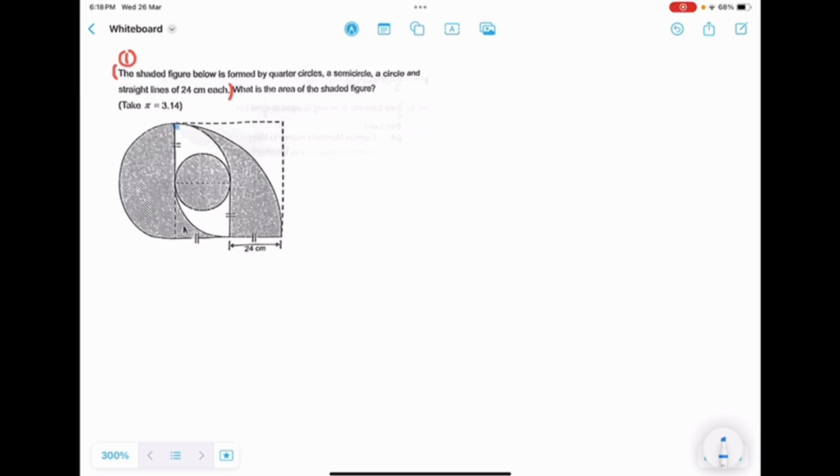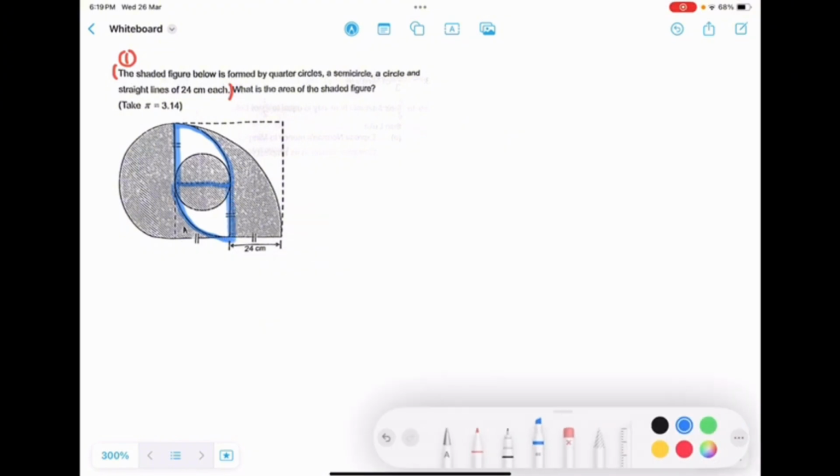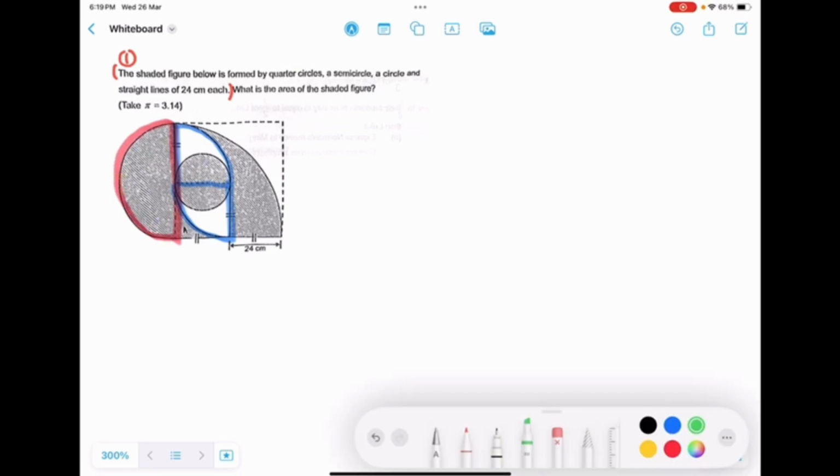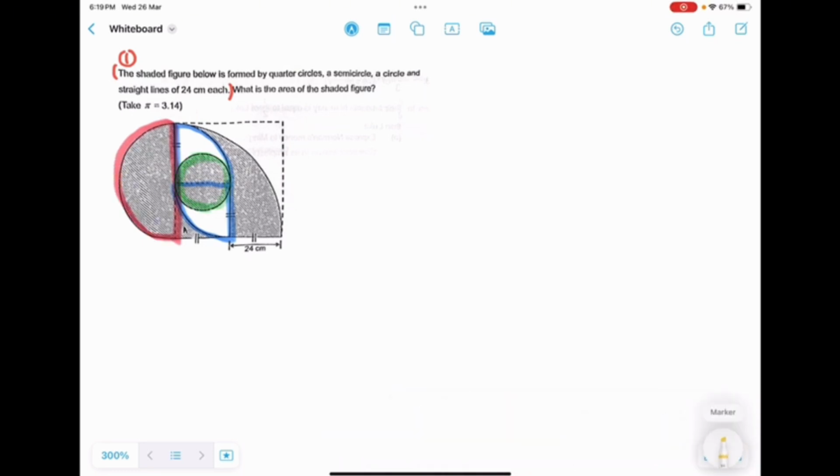Looking at the image, I can see that I have my quarter circles over here. One there and one over here. Next, my semicircle, I can see that I have one over here. And I can see that my circle is right in the middle. And lastly, I got one more big quarter circle over here.